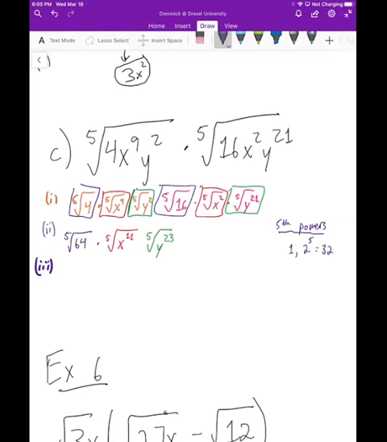So 32 divides 64. So now we can come back over here and we can write that as a fifth root of 32 times a fifth root of 2. So of course we can write that as a 2, we just saw that over here, times a fifth root of 2.